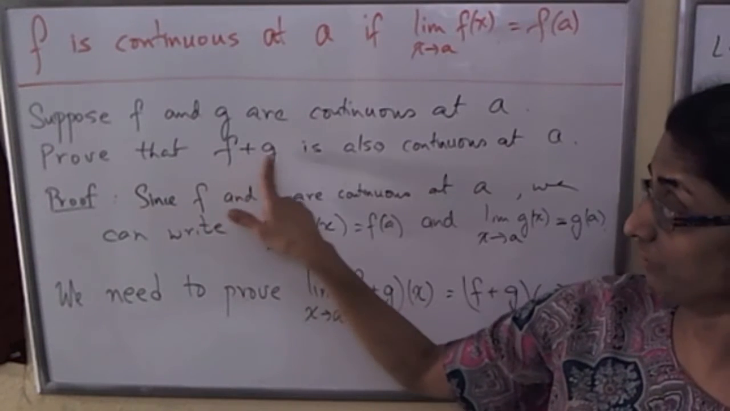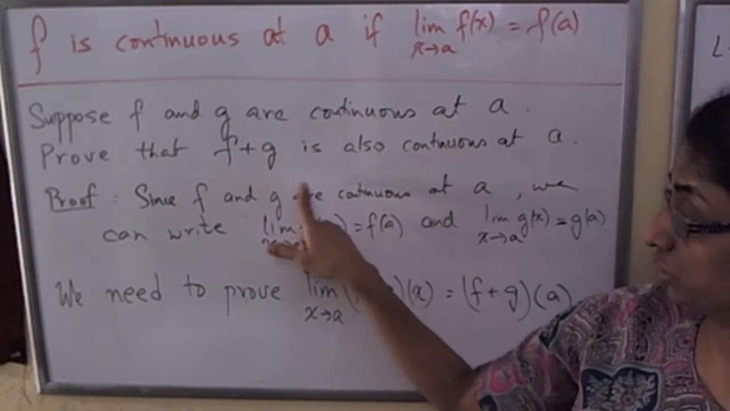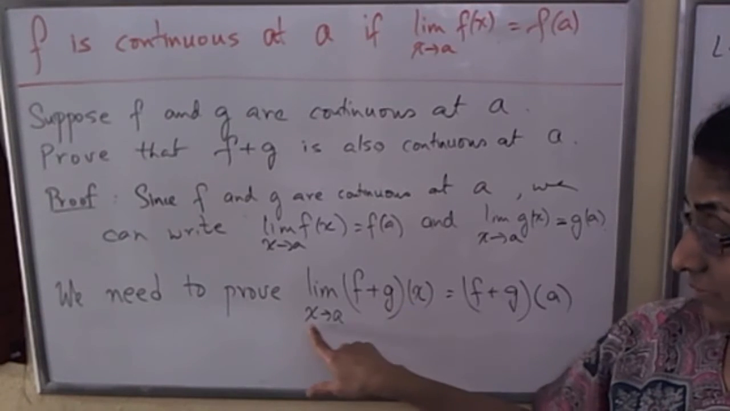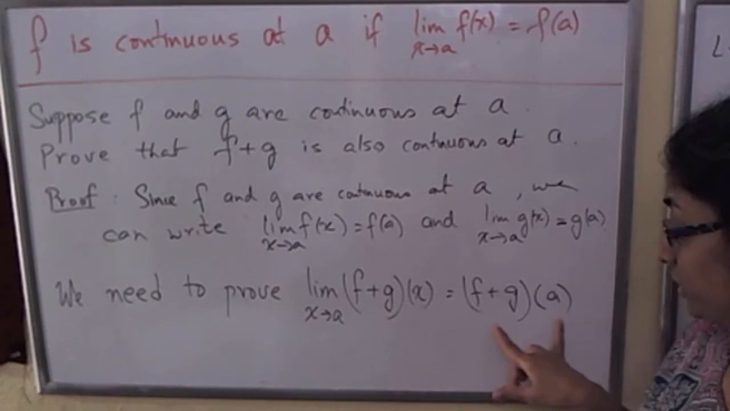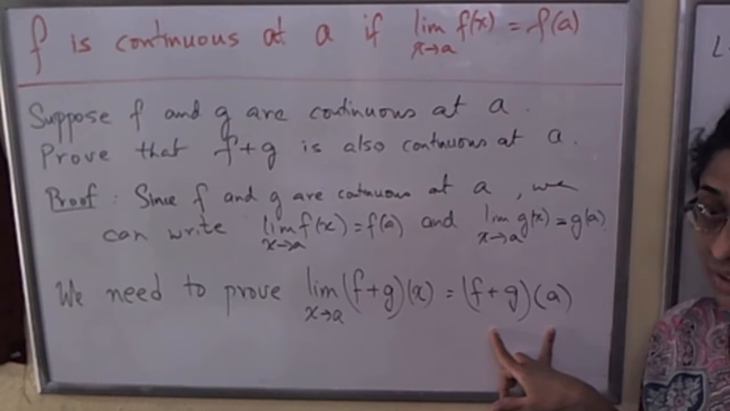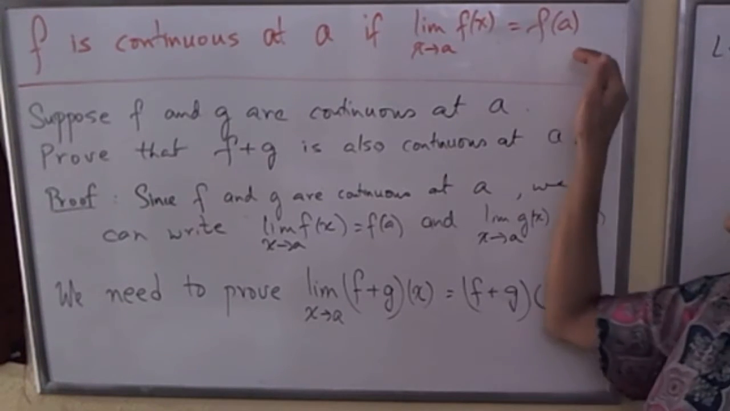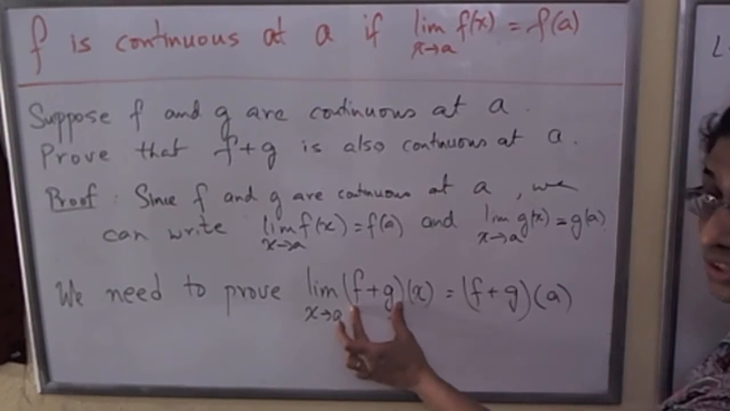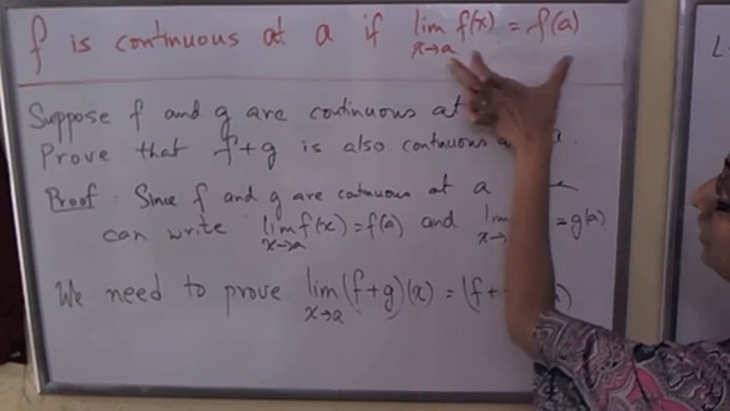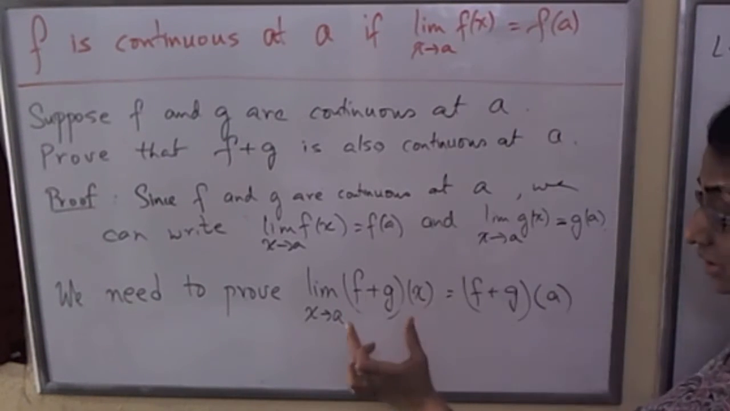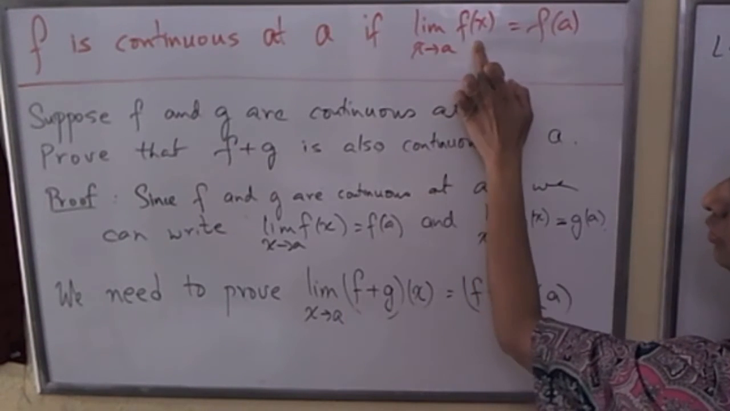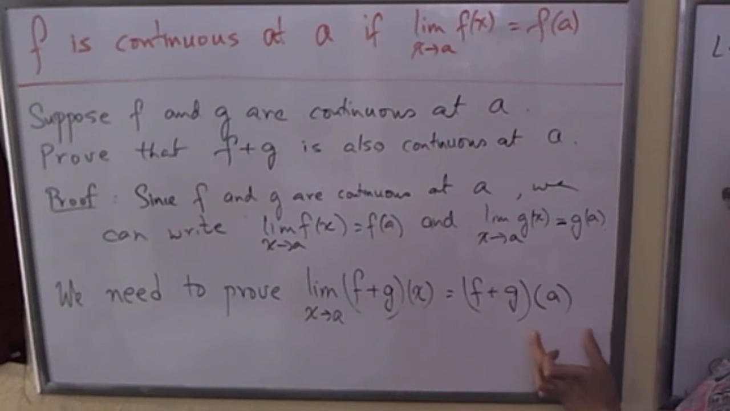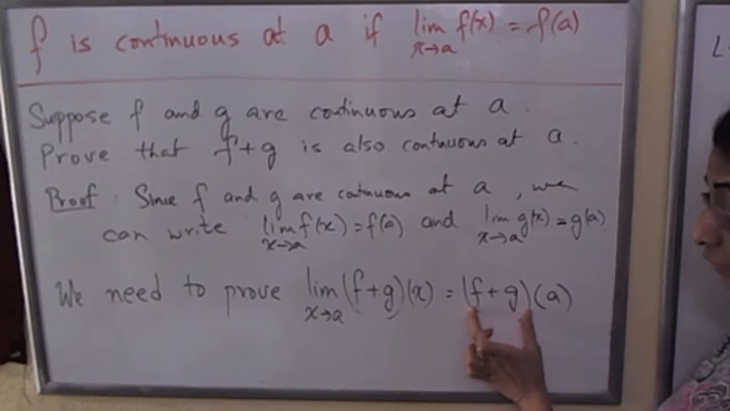Now, we want to prove f plus g is continuous. That means if we could prove this, then the two-sided limit of f plus g of x as x approaches a, if that equals the functional value, then we're done. So notice here, I'm simply applying this definition modified to the scenario. Here my function is f plus g. So it's really this same one, instead of f, it's my f plus g. So the two-sided limit of my function f plus g, and the functional value evaluated at a for this f plus g.